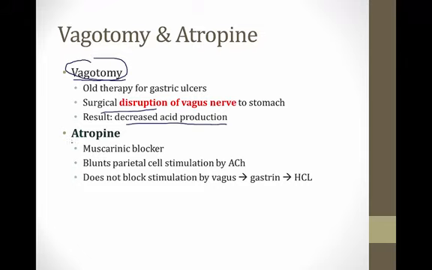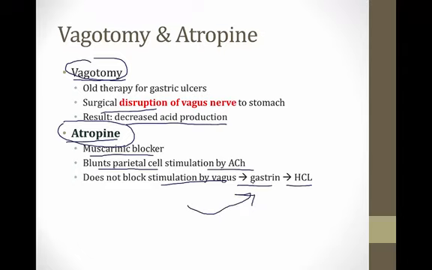You also should know that atropine does not work very well to suppress acid production. It's a muscarinic blocker, and it can blunt parietal cell stimulation by acetylcholine, but it doesn't block the stimulation by the vagus onto gastrin, which can then stimulate hydrochloric acid release. As I just told you, that occurs via the neurotransmitter GRP, and it's high yield to know this for your boards. They like to ask you why atropine doesn't work to suppress acid, and it's because the vagus nerve is still able to stimulate gastrin release even when muscarinic receptors are blocked by atropine.